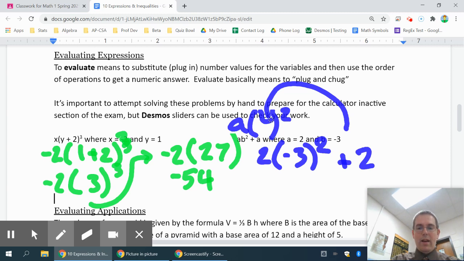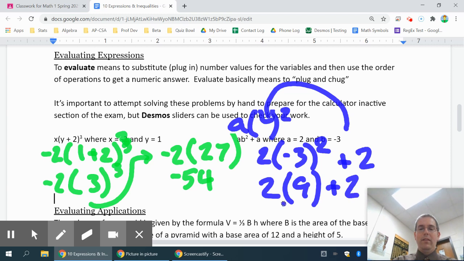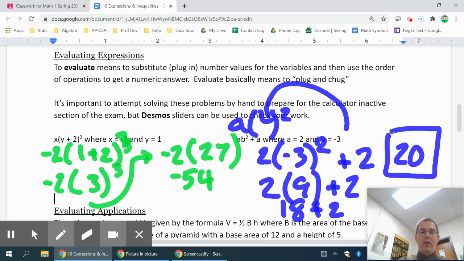Now, when you do that, order of operations, exponent first. So -3 times -3, a negative times a negative is a positive, which is 9. And then 2 times 9 is 18. Plus 2 turns out to be 20. So that's your answer you have there.